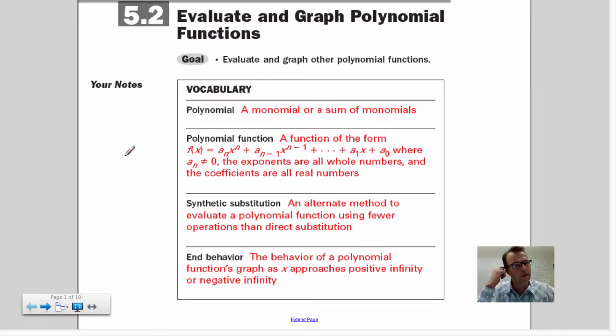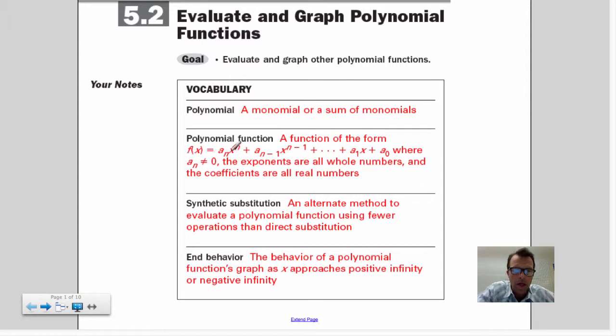All right, here we are, section 5.2, evaluate and graph polynomial functions. So what is a polynomial? It's a monomial or a sum of monomials. And what is a polynomial function? So the equation here is written quite elaborately.